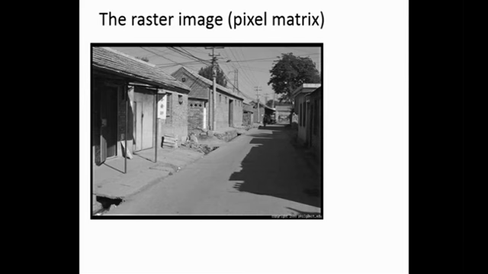So this is an intensity image, a grayscale image. A raster image just means a matrix of values. In this case, the values will go from 0 to 1 if it's floating point, or 0 to 255 if it's a byte image.